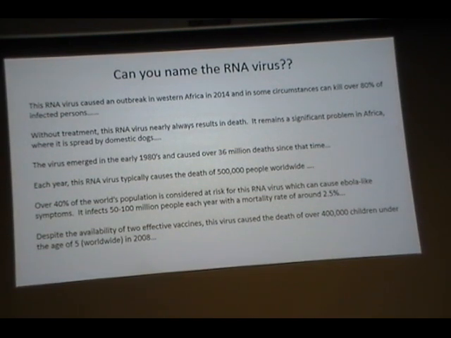So, thinking about RNA viruses, I thought maybe you knew a few of the answers to these questions. Think about these for a moment. Can you name the virus? So this RNA virus caused an outbreak in Western Africa in 2014. And in some circumstances, it can kill over 80% of the folks who get infected with it. Without treatment, this RNA virus nearly always results in death. And it remains a problem in parts of Africa where domestic dogs are able to spread the infection.